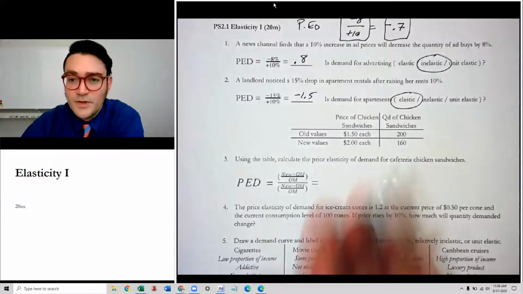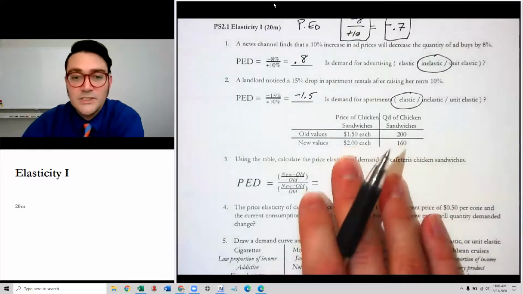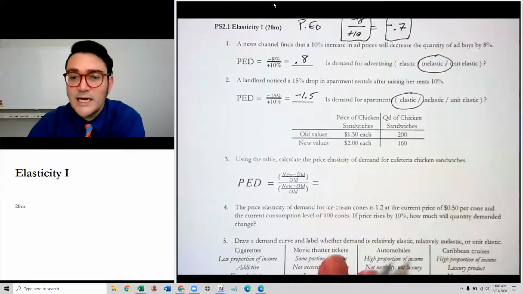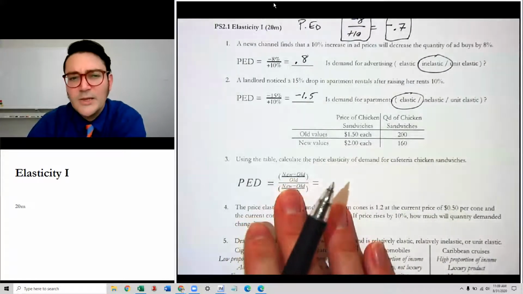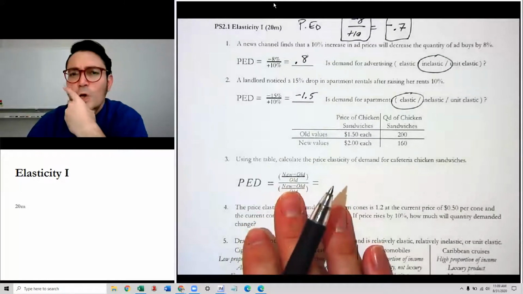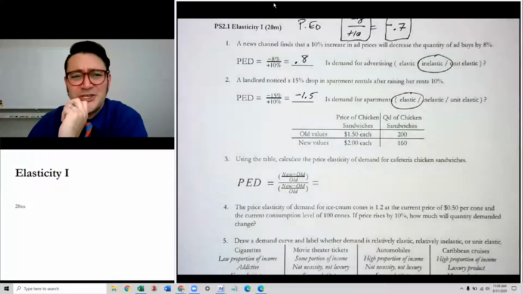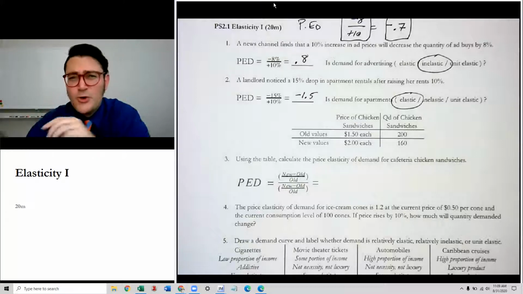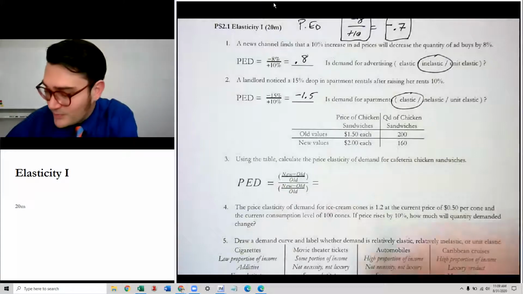Now, one more, the price of chicken sandwiches and the quantity demanded. And we have old values and new values. Using the table, calculate the price elasticity of demand for cafeteria chicken sandwiches. Now, I've gone ahead and put this here because most students come to me and say, I learned percent change, I know how to do that. And then push comes to shove and you're like, no, I don't know how to do percent changes. But the answer is in what you just said, right? Percent change, it's in there.